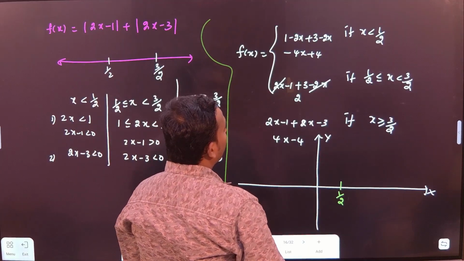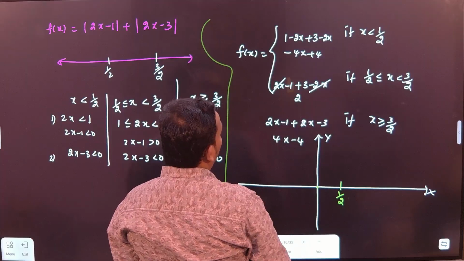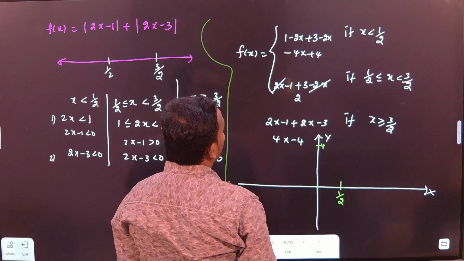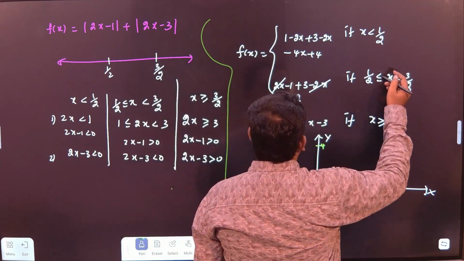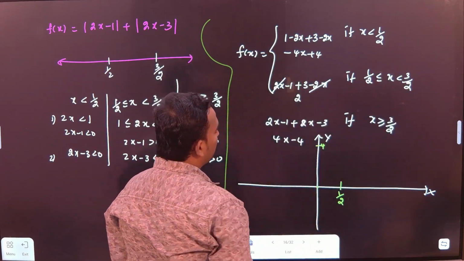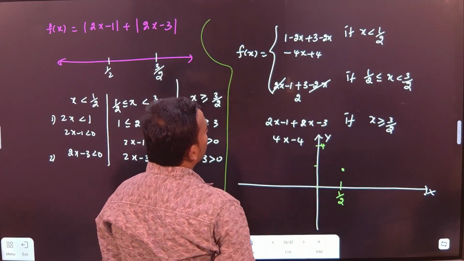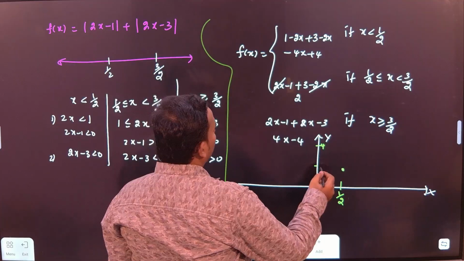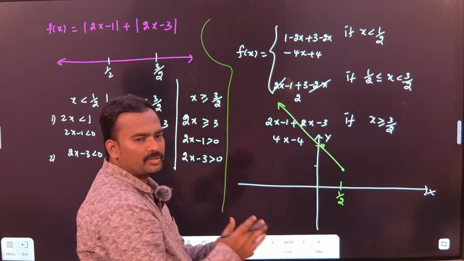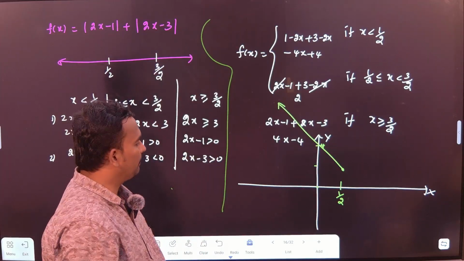So less than 1 by 2, let's take 0. If I take 0, what will I get? 4, right? 4 will be here, right? If you substitute 1 by 2, what will you get? It will be 2, right? Because minus 2 plus 4, it is 2. Understand? So the graph will be like this. Just the y is equal to minus 4x graph is there, you shift it 4 units up.